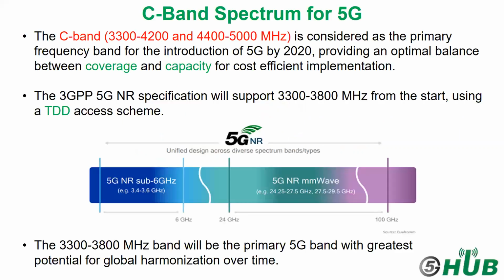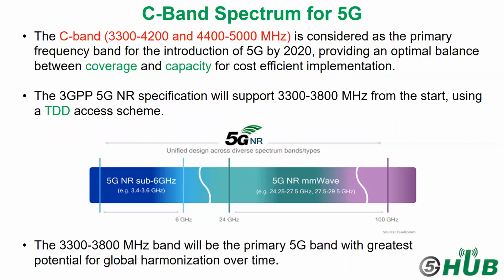The C-band is the frequency range between 3.3 to 4.2 and 4.4 to 5 gigahertz, and is allocated to mobile service on a co-primary basis in almost all countries throughout the world. Administrations will make different portions of the 3.5 gigahertz range available at different times, building large contiguous blocks incrementally.